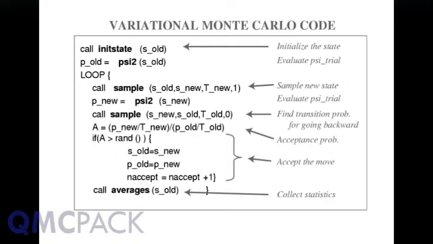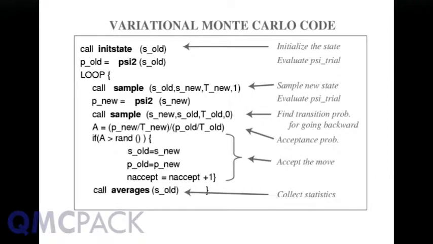We look at the backward probability. We calculate the acceptance ratio. It's the ratio of the squares of the wave functions and the transition probabilities. And then again, we accept or reject. Okay, it's the same idea. We calculate averages. Of course, we're going to talk about the kind of averages you might want to compute.